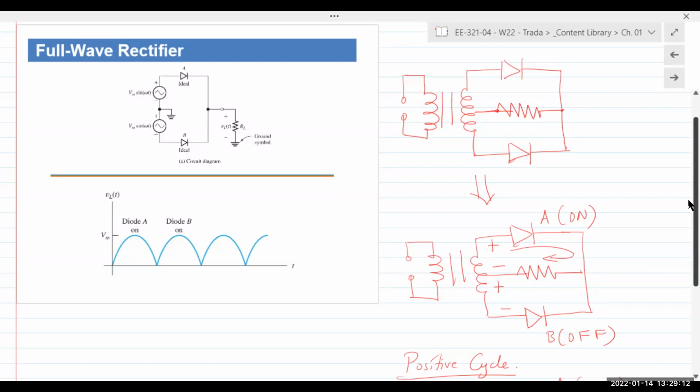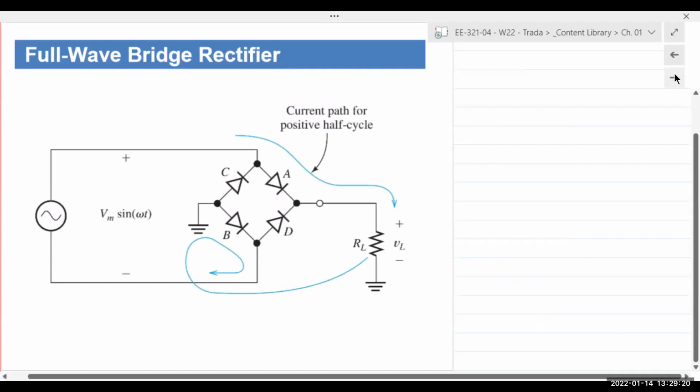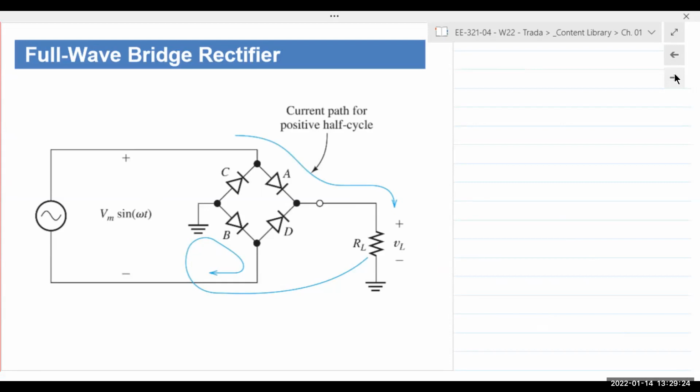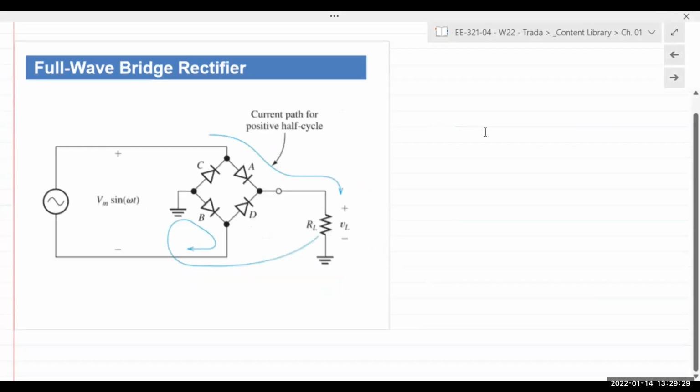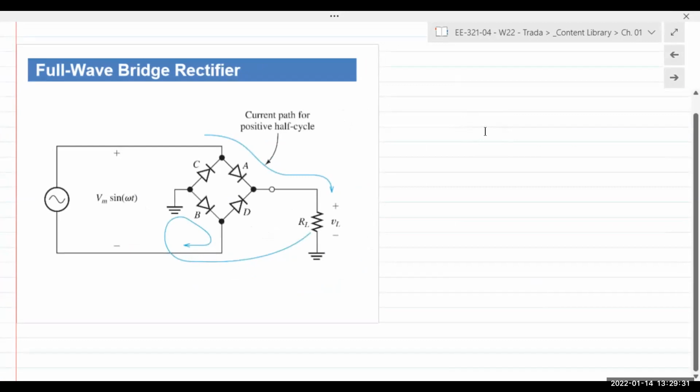Full wave rectifier. Even this center tap is not very widely used anymore, because diodes have gotten really, really cheap. So what we do actually use is a full wave bridge rectifier. This is known as a full wave bridge rectifier, where you actually have 4 diodes.